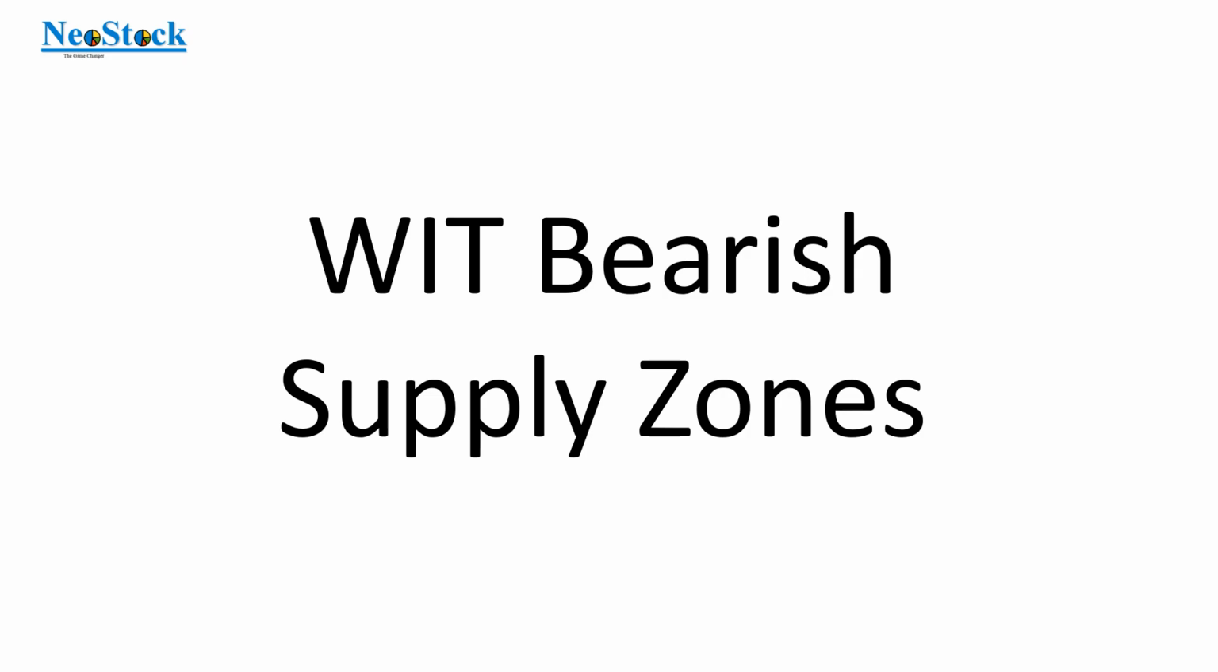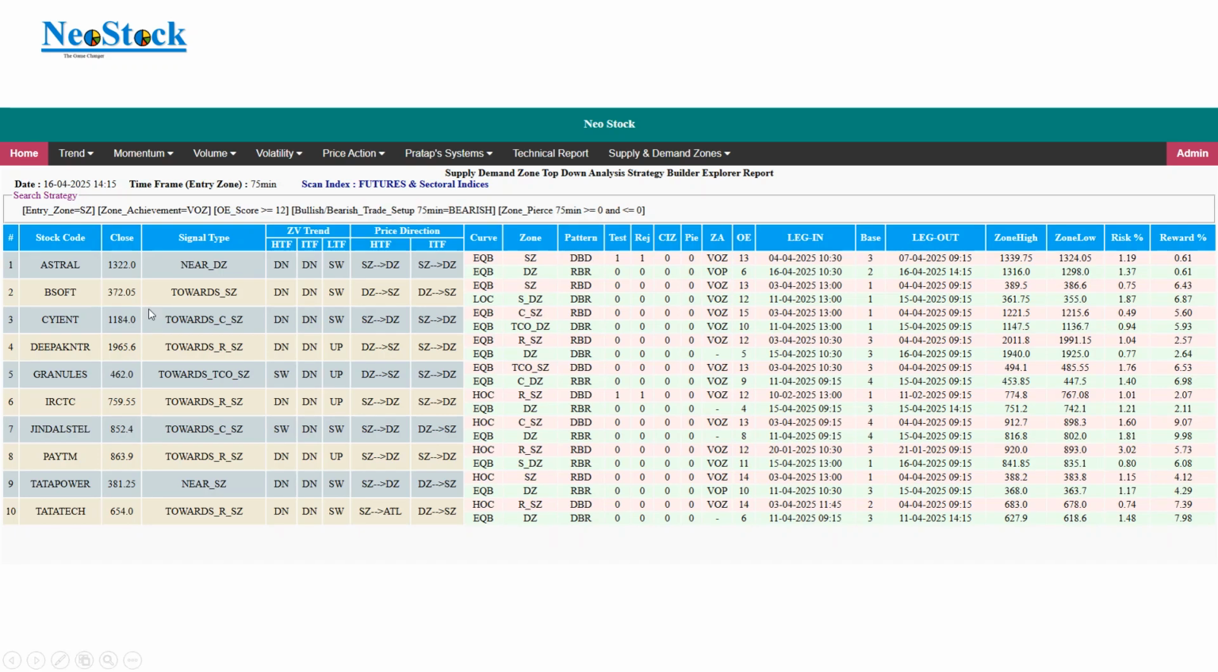Okay, next weekly income bearish trade setup. We got 10 stocks. Out of these 10, all the 10 stocks are supporting bearish trade setup for weekly income trade. Entry time frame zones are 75 minute supply zones. Here we have selected 75 minute supply zone.